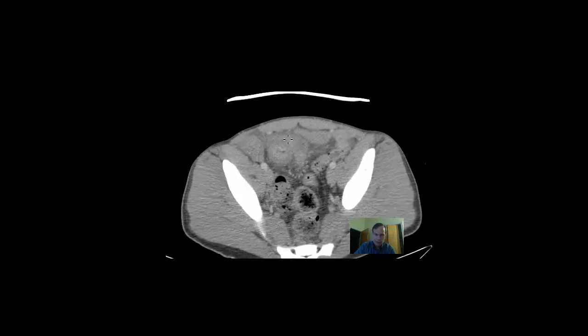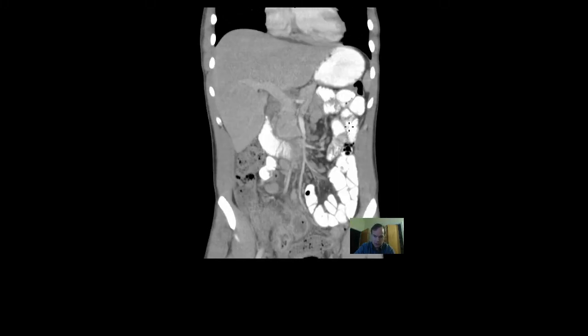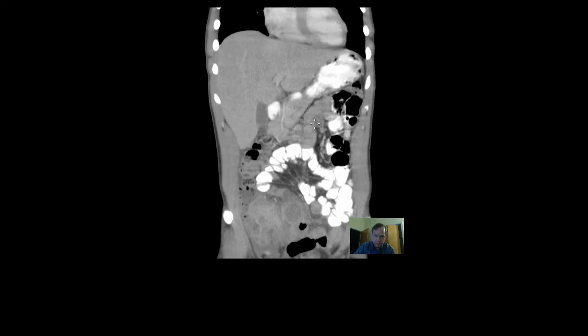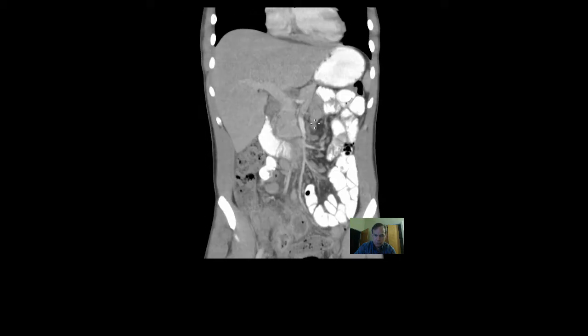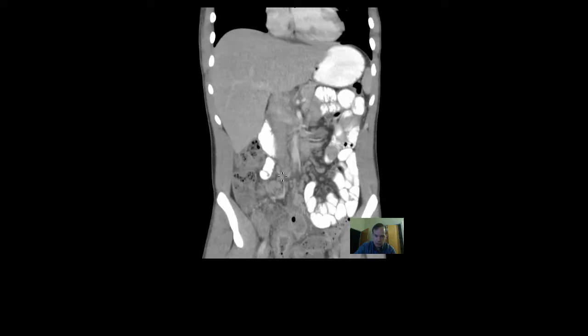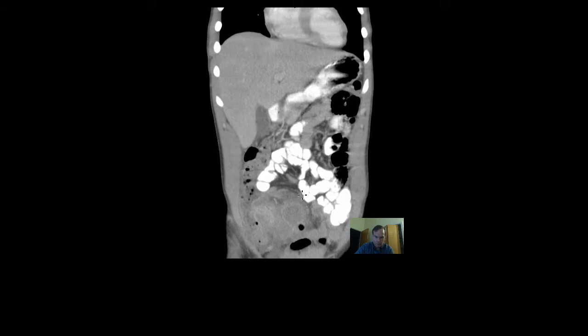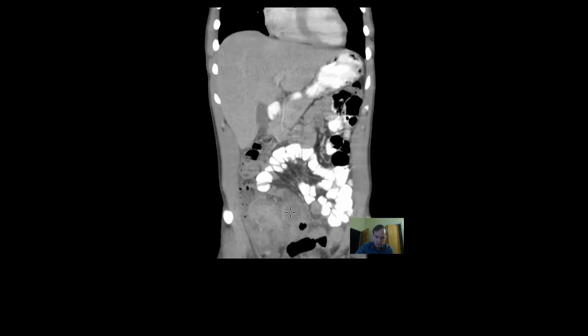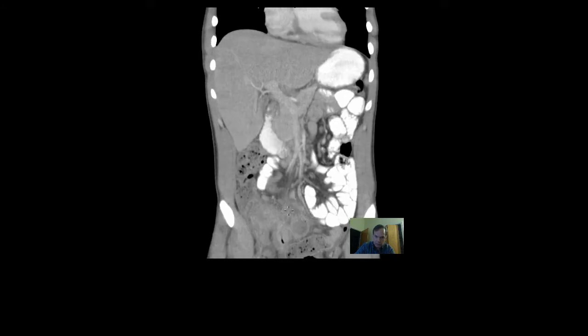But we can take a look at another orientation. And here we have coronal images. I'll let you just kind of look through those overall here, get an overview. You can see there are a number of enlarged lymph nodes in the mesentery, particularly in the right lower quadrant. We have a fluid-filled structure here and another right here. Unclear if that is dilated fluid-filled bowel or an extraluminal collection.